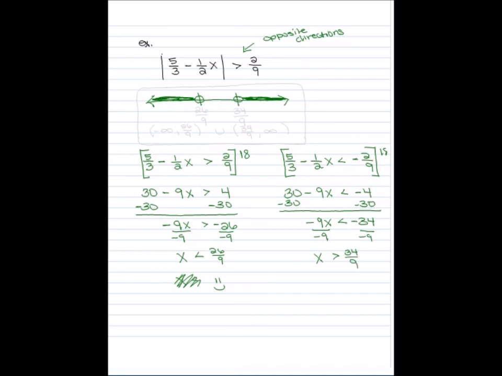So these are my two values that go on the number line, and the 26/9 goes first because it's smaller, and then the 34/9 goes second because it's larger. And I put both of these intervals in interval notation. So this is negative infinity up to 26/9, parentheses, union with parentheses, 34/9, to infinity, close parentheses.